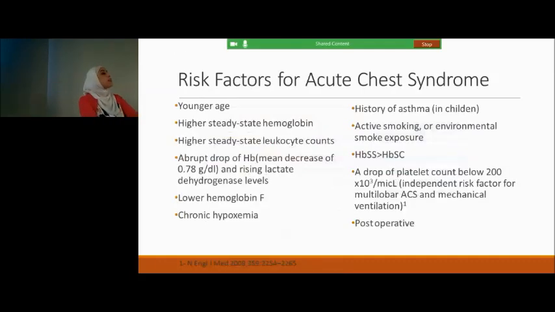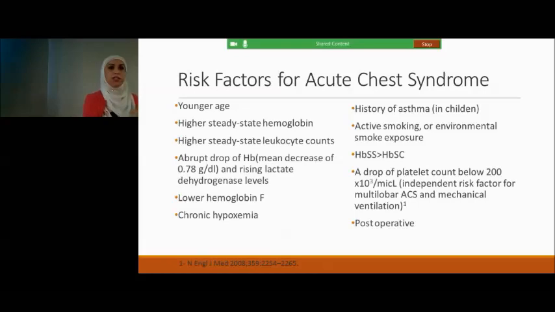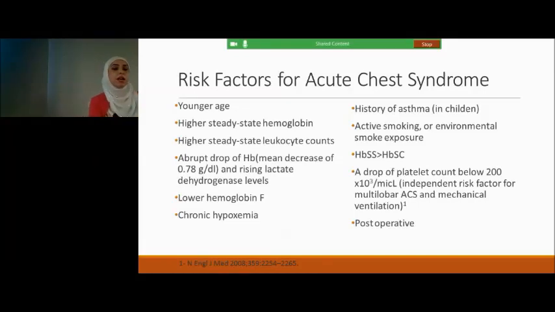So what makes some kids more prone to have acute chest syndromes or at risk of developing that more than the others? Younger age, obviously, as we mentioned earlier, because maybe they don't take care of their hydration themselves, right? So younger age, and that age being more prone to infections, especially viruses and atypical bacteria, also puts them at risk. Higher steady state hemoglobin, and that's because of the higher viscosity compared to lower hemoglobin levels. Higher steady state leukocyte count, the same.